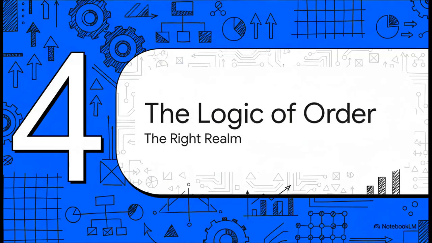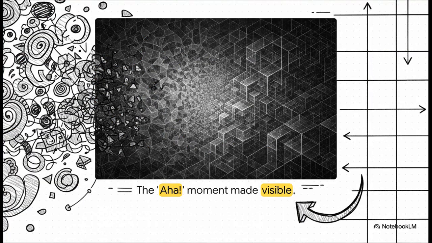Which brings us to the final stop on our journey, the right side of the image, the world of pure logic and order. And wow, the contrast here is just stunning, isn't it? Here, all we see are clean lines, logical arrangements, and predictable shapes. The chaos has been tamed. It's been given a clear, understandable structure. This is that aha moment, made visible.